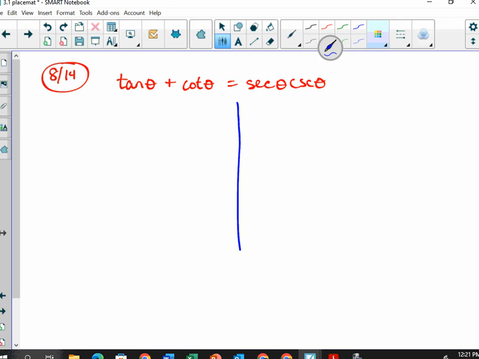Guys, I would turn this one into sines and cosines. So I'm going to make tangent sine over cosine. And cotangent, I'll make cosine over sine. It's not always equal to 1. Right, it's addition. Okay, when we're adding fractions, what do we need? A common denominator. So I'm going to make that cosine, sine.